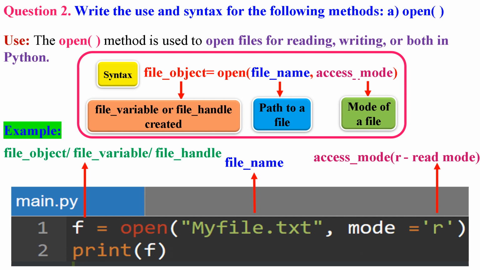Modes for opening a file are read, R mode, to read the file; write, W mode, to write to the file; append, A mode, to write at the end of the file. You can see an example right here. Here myfile.txt is the file name, R is the access mode, R represents read mode.